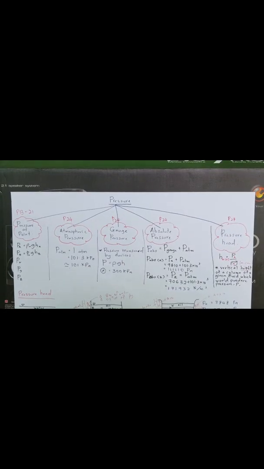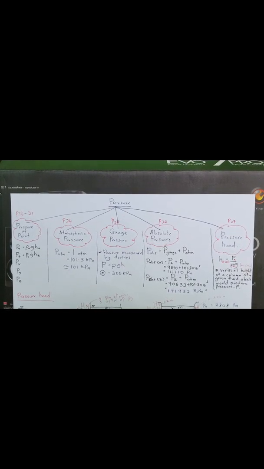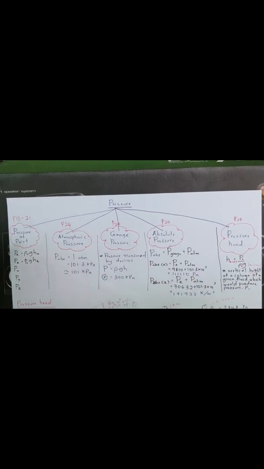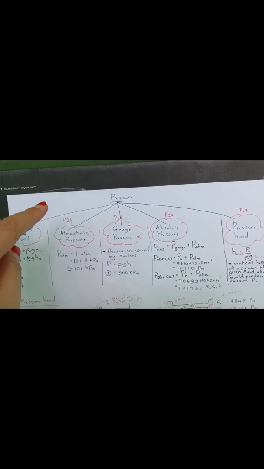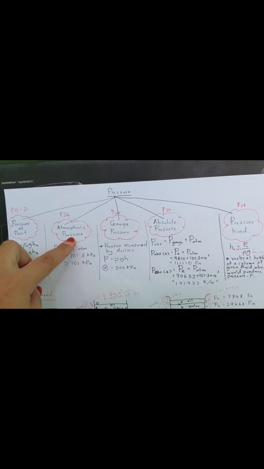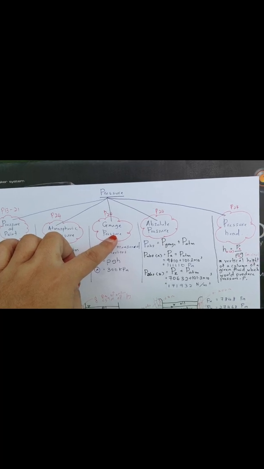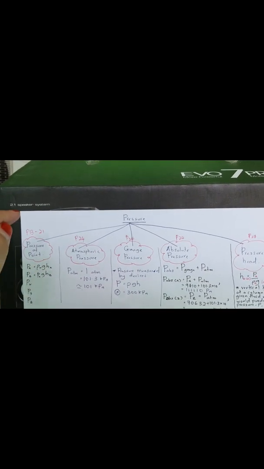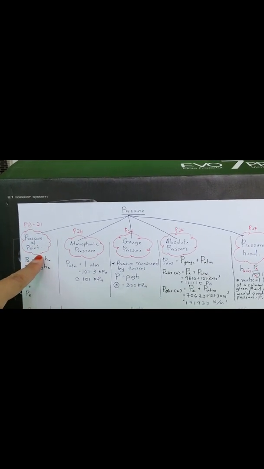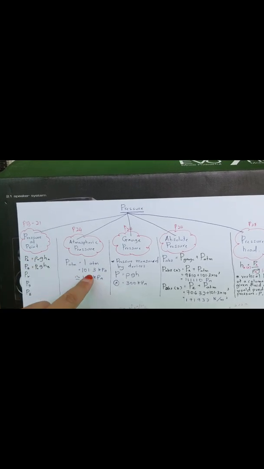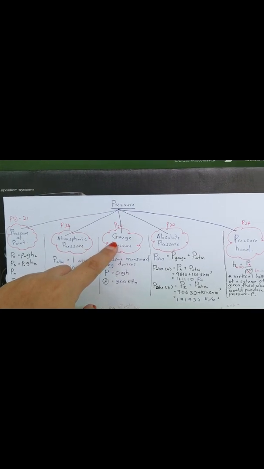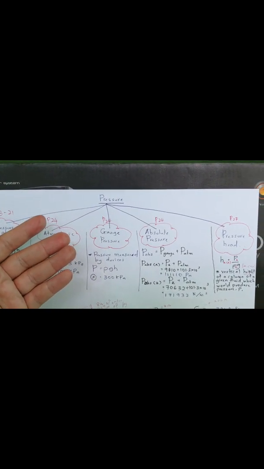So now, you should be able to differentiate how to calculate the pressure at point, what is atmospheric pressure, what is gauge pressure, what is absolute pressure, and what is pressure head. Remember, pressure at point is rho GH. Atmospheric pressure nilai dia 101.3 kilopascal. Gauge pressure is a pressure measured by device.